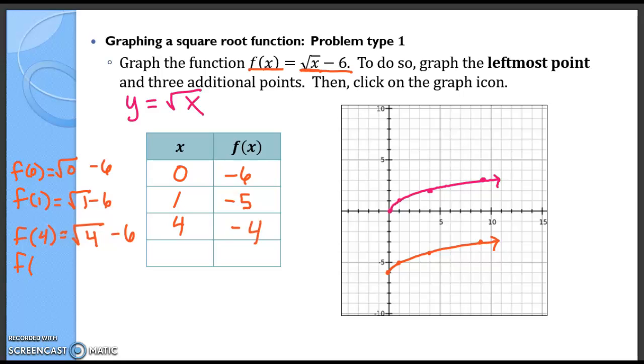And then for this one we're going to plug in 9. What's the square root of 9? Well, that's 3. And then we're going to subtract 6. So we'll get negative 3. And I can check each of those points is correct.